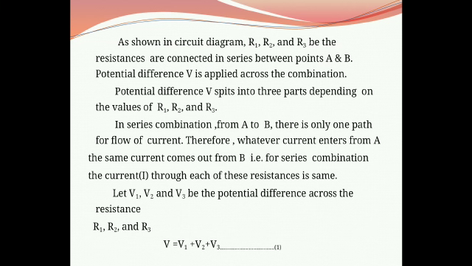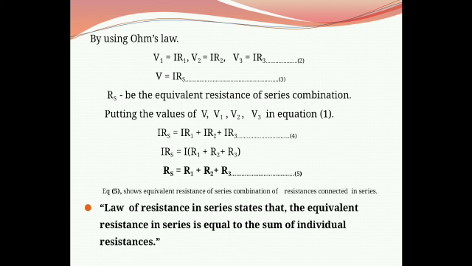Let V1, V2 and V3 be the potential differences across each resistance R1, R2 and R3, and therefore total voltage V equals V1 plus V2 plus V3, equation number 1. And by using Ohm's law, V equals IR, therefore V1 equals IR1, V2 equals IR2 and V3 equals IR3, equation number 2. Here Rs is the equivalent resistance of the series combination. Therefore V equals IRs.